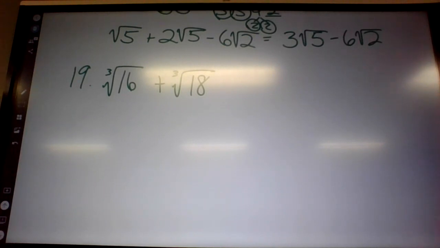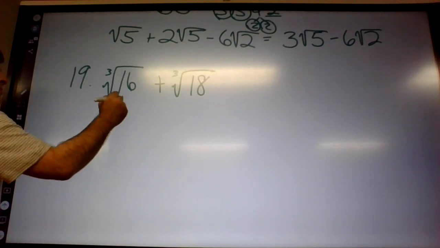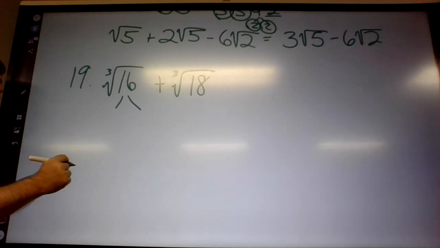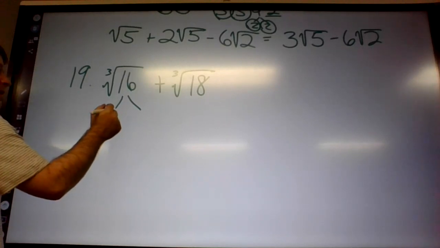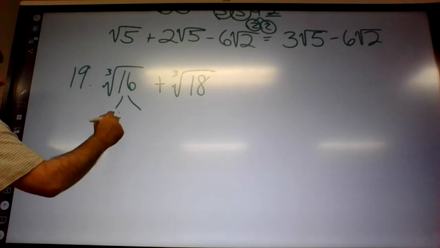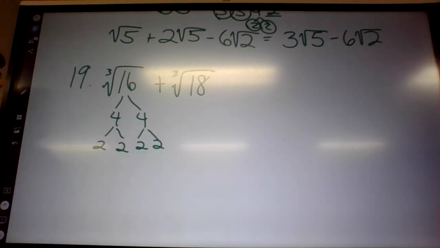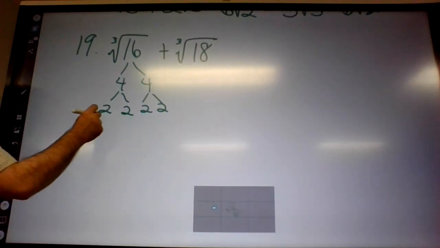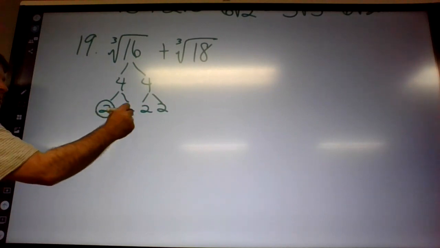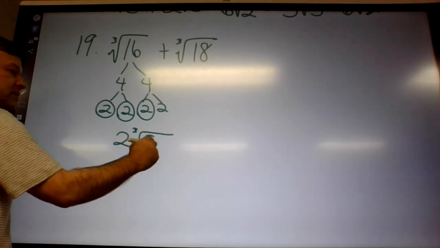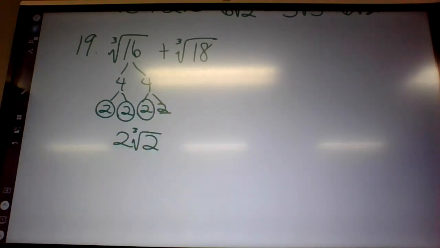Okay, Jesse, what can we do on this one? You can simplify 16, but you can't simplify 18, because 18 doesn't have any. Okay, what can go into 16? 2 times 2 times 2 times 2. Okay, but before that, what goes into 16? 4 times 4. Okay, so we're doing cube roots, so what's 16 gonna turn into? 2 cube root of 2. And then 18 can't simplify, so you just add.